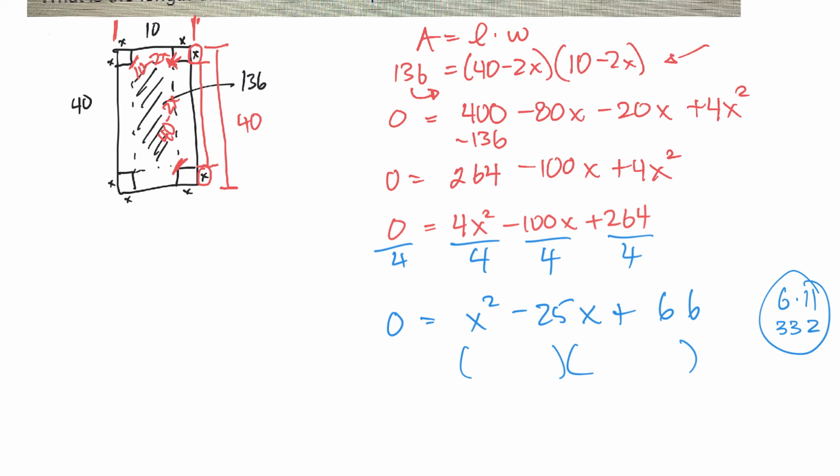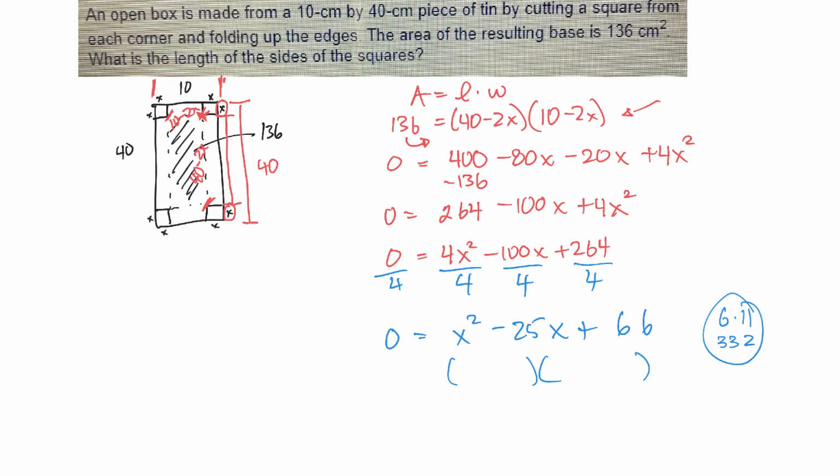Let me just go back and see if I've done anything wrong. Usually it comes out a little nicer than that. So 40 minus 2x, yeah, and 10 minus 2x. 40 times 10 is 400. 40 times 2 is negative 80. Negative 2 times 10 is negative 20, yeah, and positive 4x squared. And 400 minus the 136, let me just check that. 136 and 264, is that 400? Yeah, that's 400. I think it's all set up right. And 264 divided by 4 is 66, I think that's right too.